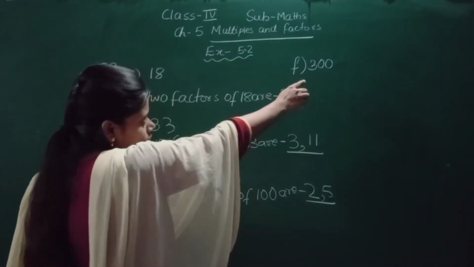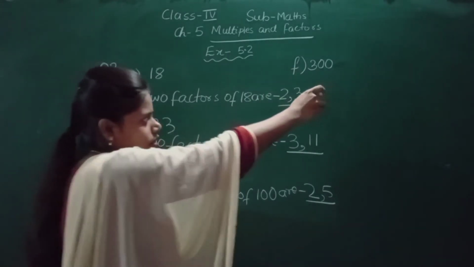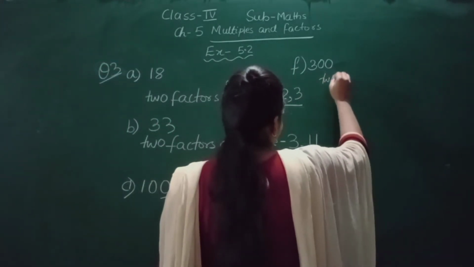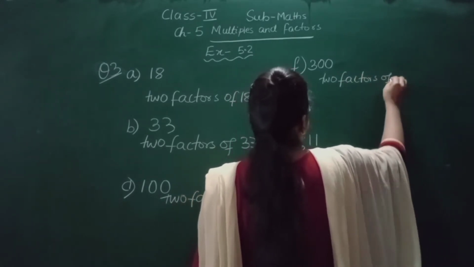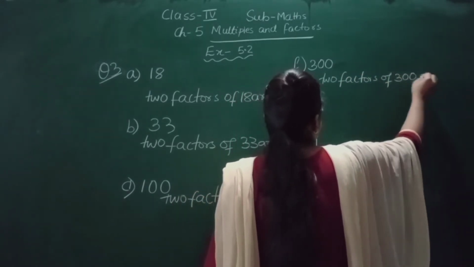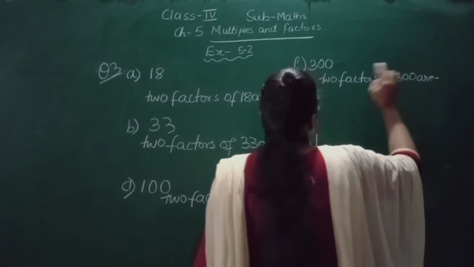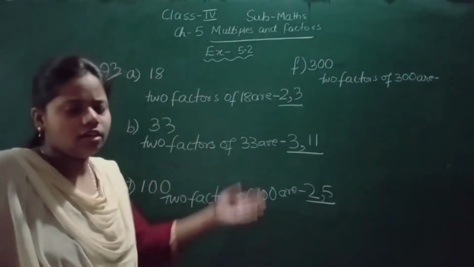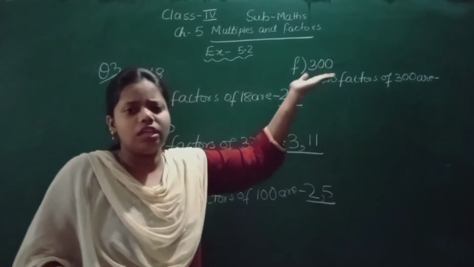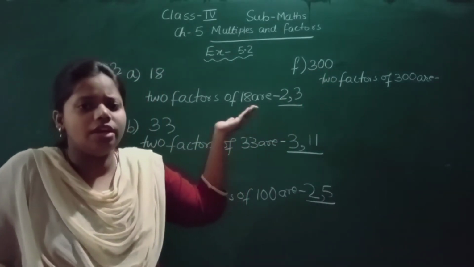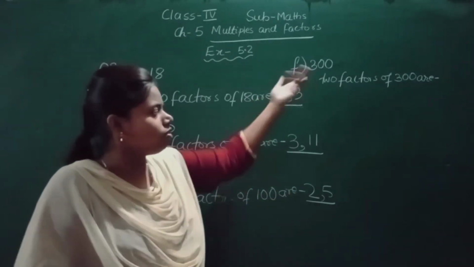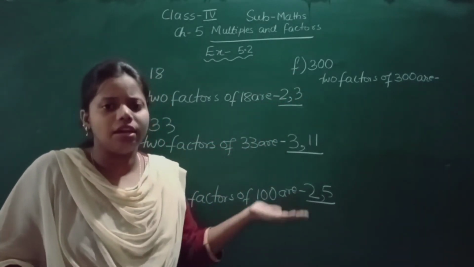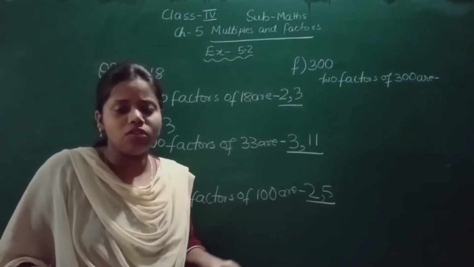Now we have to write 2 factors of 300. 2 factors of 300 are. Now what are the 2 factors of 300? You can see 0 is there, that means 300 will come in 2 table. You can write 2. You can even write 3. It will come in 3 table also. 300 will come in 100 table also.